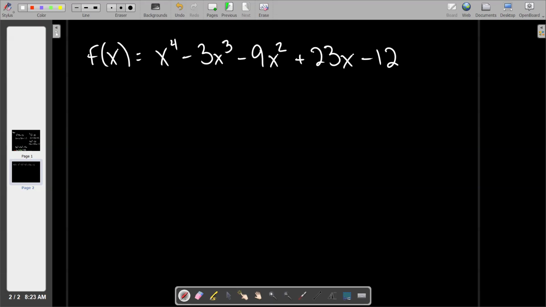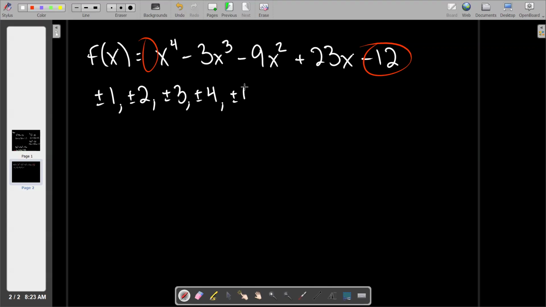Remember that means I have to take the factors of the number in the back and divide them by the factors of the number in the front. And we love the problems where there's no number in the front, because that means all of our potential rational zeros are whole numbers, integers. So the possible rational zeros are positive and negative 1, 2, 3, 4, 6, and 12.